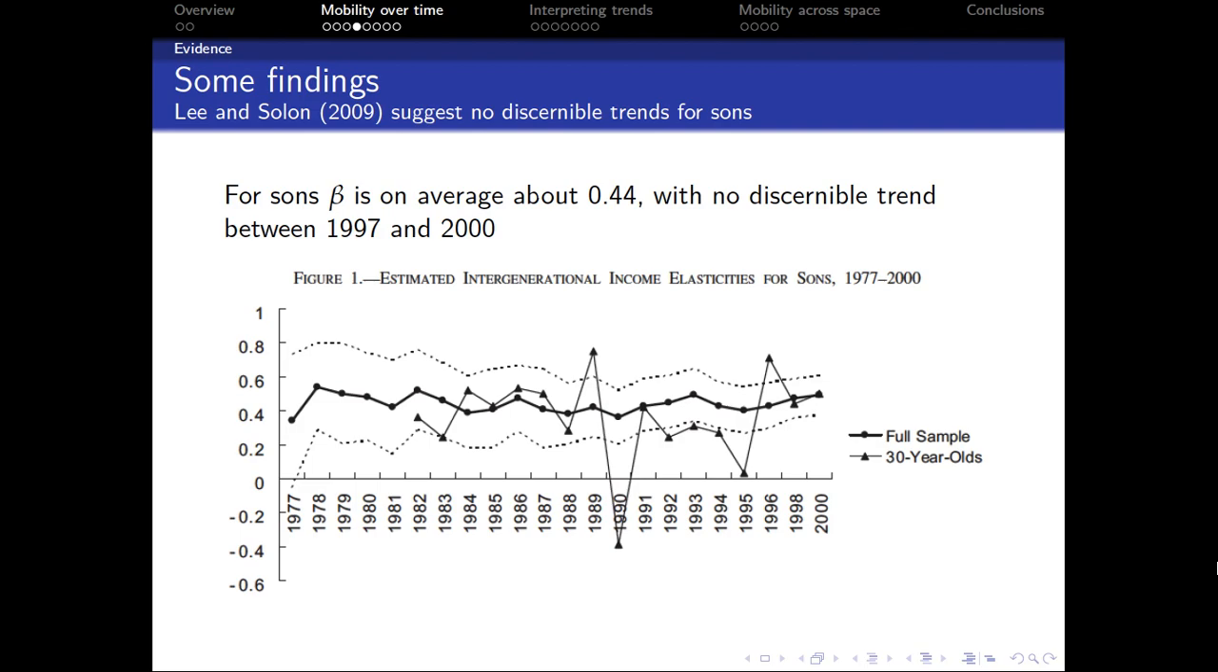And the method is just least squares, trying to discern how the elasticity varies for the different cohorts over time. There's a couple of lines here. The thinner line just refers to the 30-year-olds, and that's very noisy. And then they have the full sample. This is just for sons. And the dotted lines refer to the confidence interval around those estimates. And they're relatively wide, although they find that the beta is around 0.44, which is sort of the prior that we have in mind. It's hard to discern in these results any trend at all in these data.